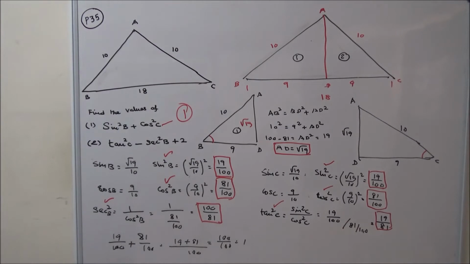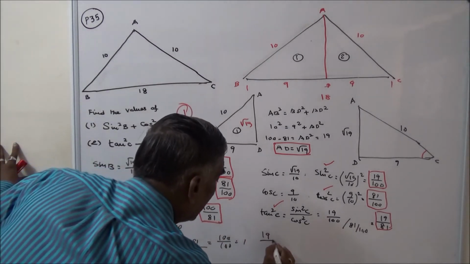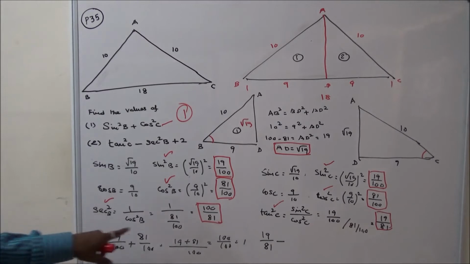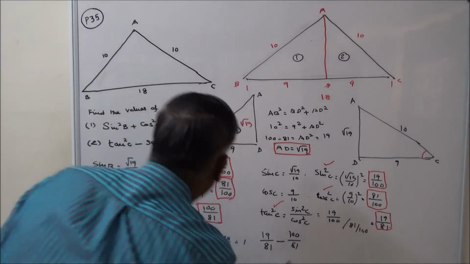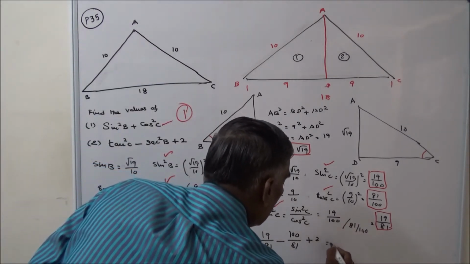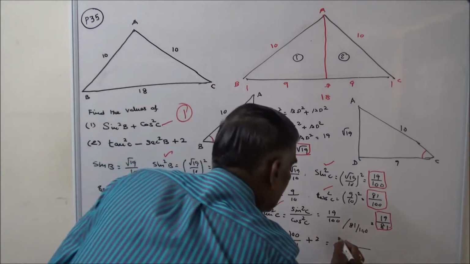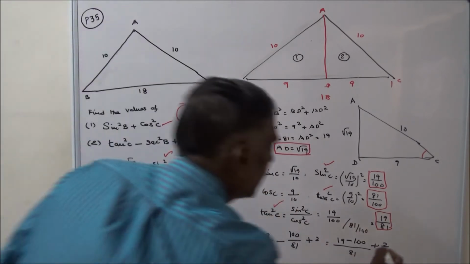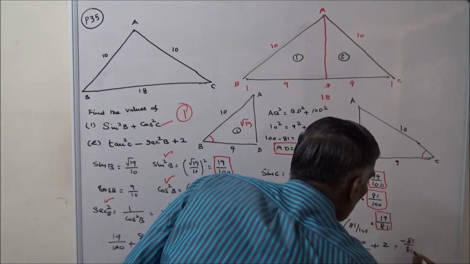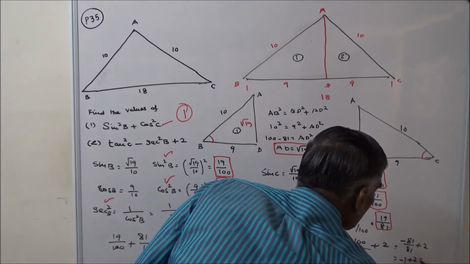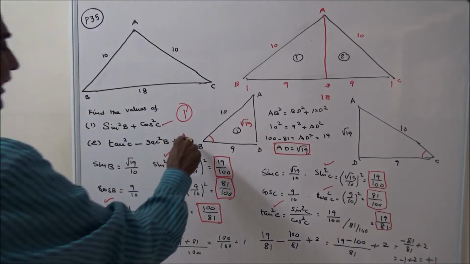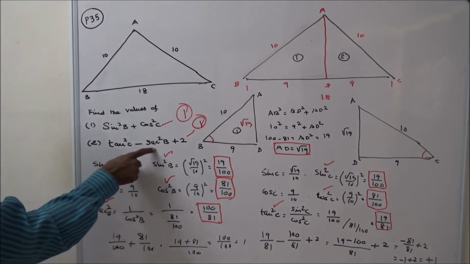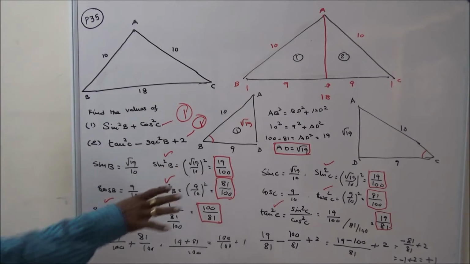Second question, tan square C. Tan square C is 19/81 minus secant square B. Secant square B is 100/81 plus 2. This is equal to 19 minus 100 over 81, plus 2. That is equal to minus 81/81 plus 2. That is equal to minus 1 plus 2. That is equal to plus 1. So second question answer is plus 1. Sin square B plus cos square C is equal to 1. Tan square C minus secant square B plus 2 is equal to 1. This way you have to work out this problem.